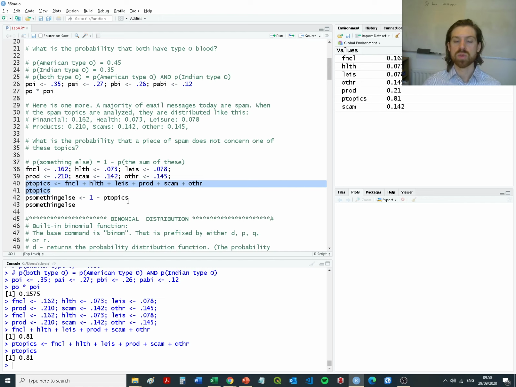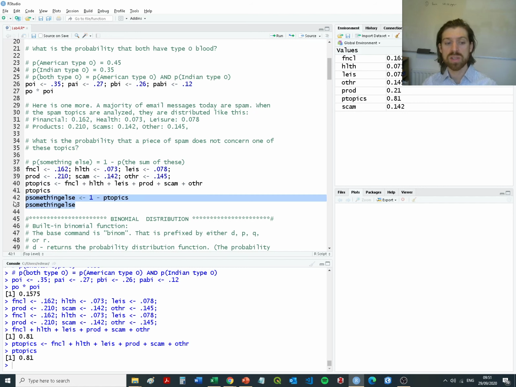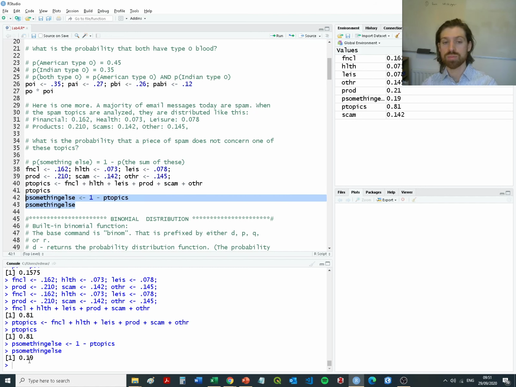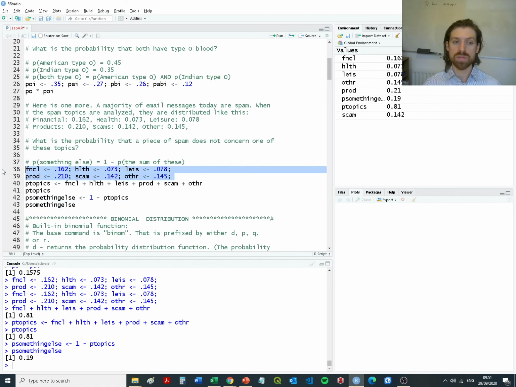But in this particular case, as we're interested in the probability that a piece of spam doesn't fall into one of these categories, what we really need to get is the complement probability. So in this case, 1 would represent all of the possible outcomes. We have about 81% of the outcomes here. So to get the complement, we need to subtract the sum of all of those topics from the total amount, which is 1 here. So when we do that, we end up with about 19% probability, so 0.19 probability that essentially an email that comes through to you doesn't fall within one of these particular groups here.